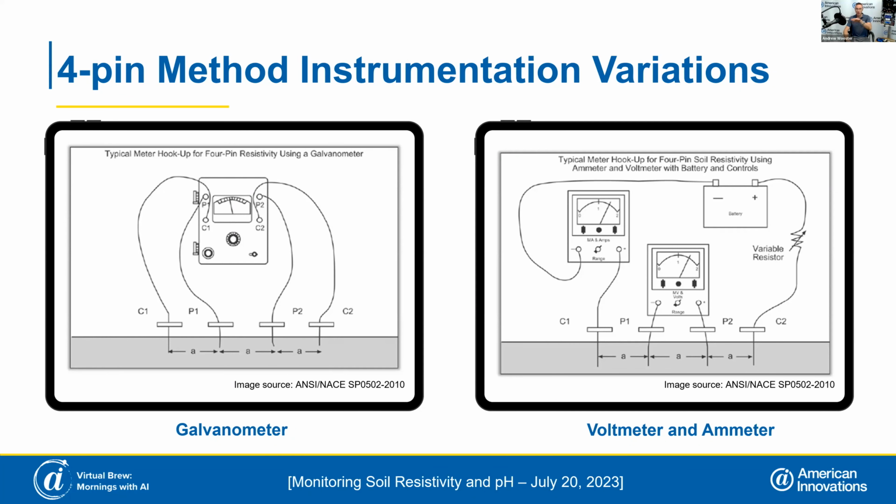And I've got 2 different methods here. One uses a galvanometer and one uses a separate voltmeter and ammeter. But at the end of the day, a galvanometer is doing the function of the voltmeter and ammeter in one box, where you have a stimulus current that's being generated and flows through the earth, and the voltage drop from the flow of that stimulus current is measured, and that's all converted to the resistance. With the spacing of the pins, you can then convert that to resistivity.